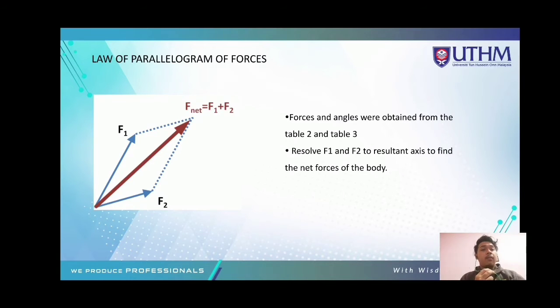Next, law of parallelogram of forces. The forces and angles will be obtained from Tables 2 and 3, and we need to resolve force 1 and force 2 into the resultant axis to find the net forces. I will give you one simple example about the law of parallelogram.